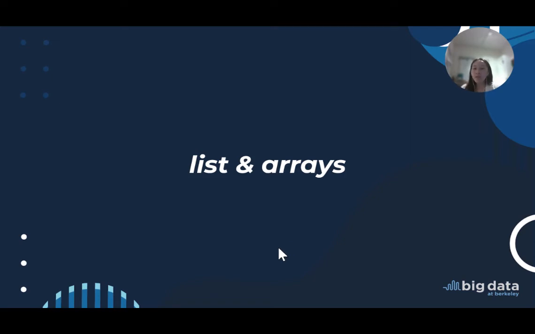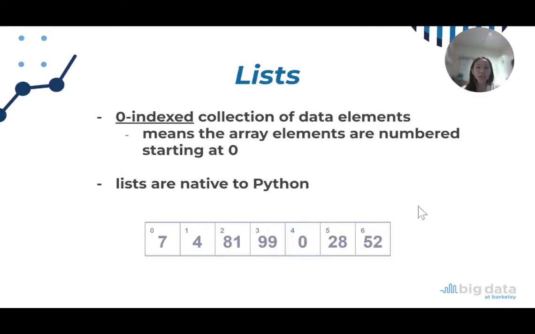So as we mentioned before, another type of data type are sequences or lists and arrays. So we will be first talking about lists, which are technically defined as a zero-indexed collection of data elements. What does zero-indexed mean? If you look at the array on the bottom, it means that the array elements are numbered starting at 0.